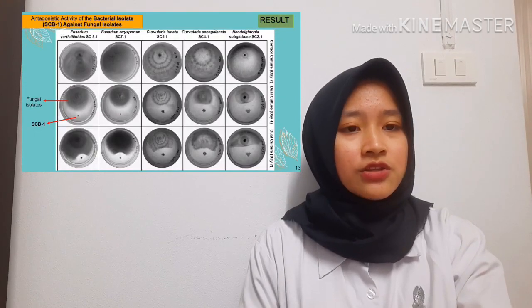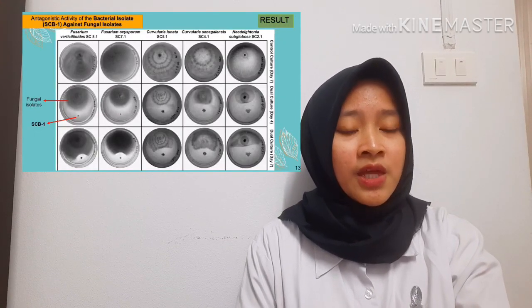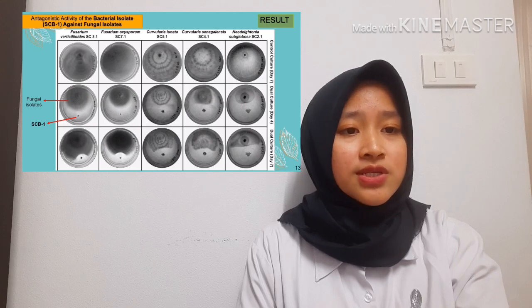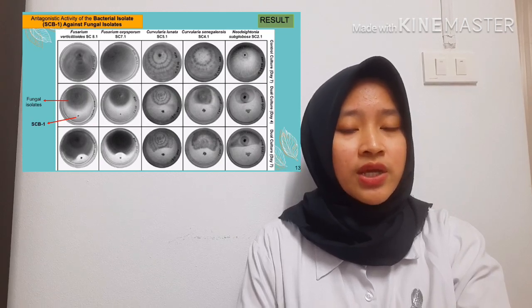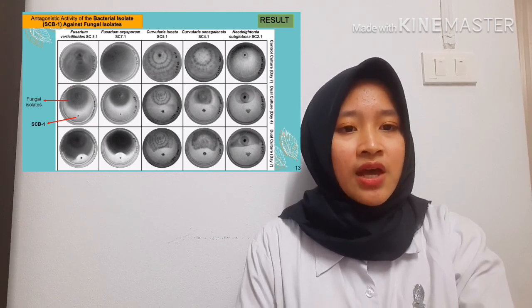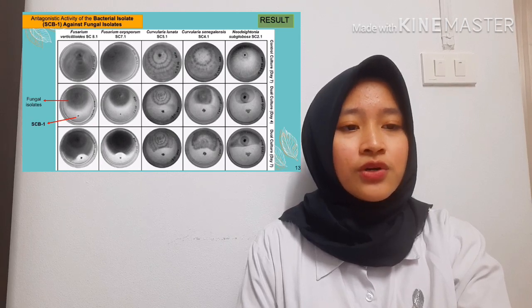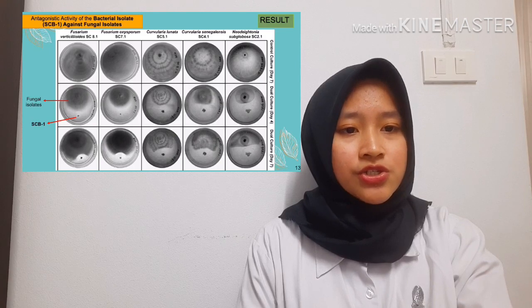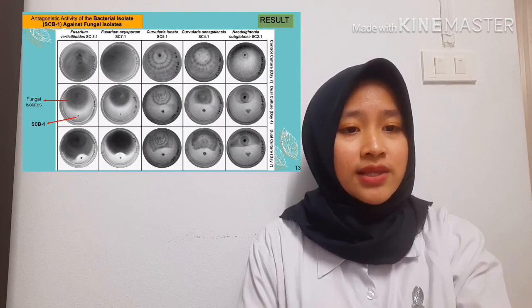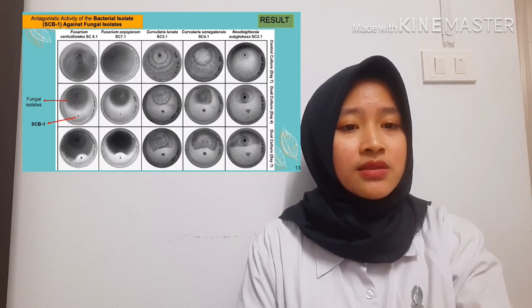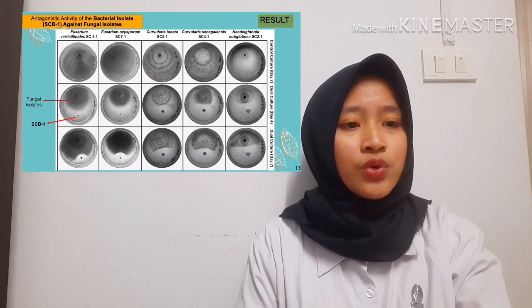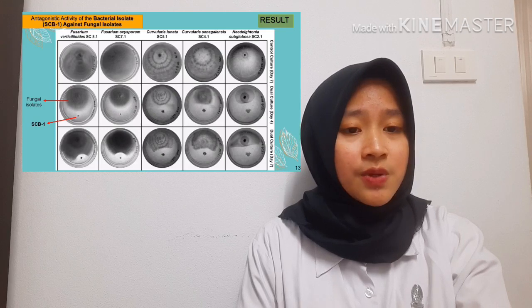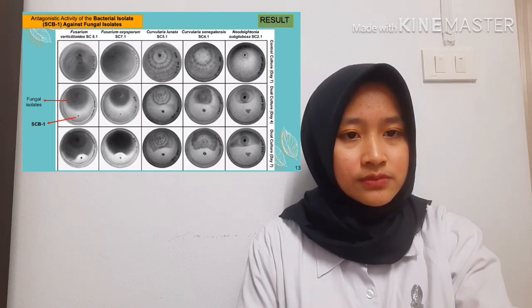And then here is the result of the antagonistic activity. This side is a fungal isolate and the opposite side is a bacterial isolate, as we can see in the red mark. As we can see in the control culture, the fungal isolate can grow all over the plate, but in the dual culture, there is a zone of inhibition between the fungal isolates and isolate SCB-1. It means that there is an antagonistic activity between bacterial isolate SCB-1 and the fungal isolates.